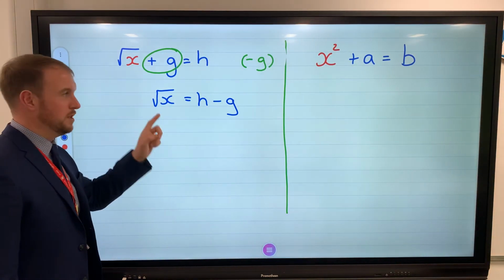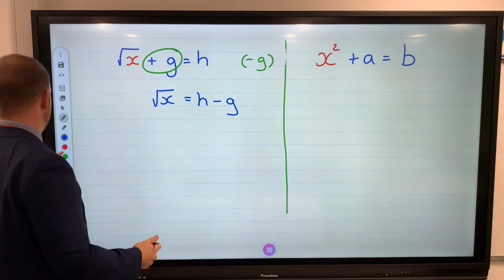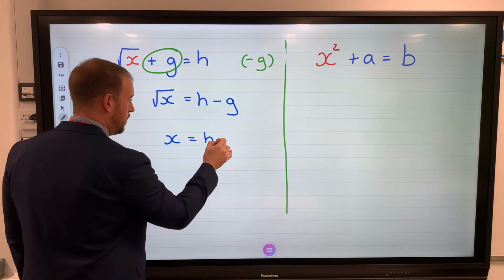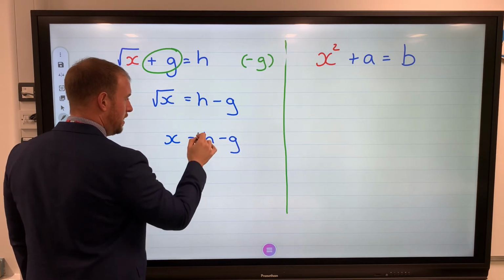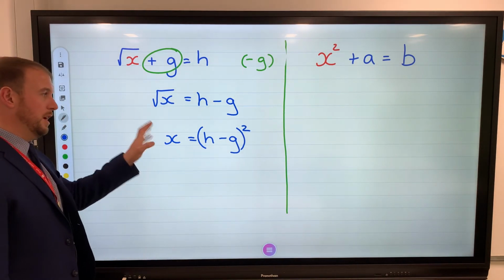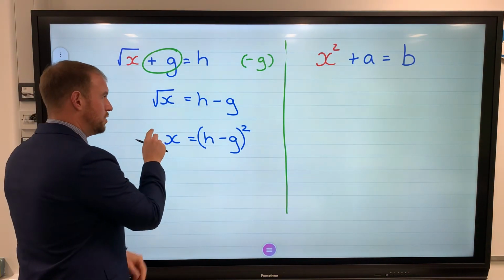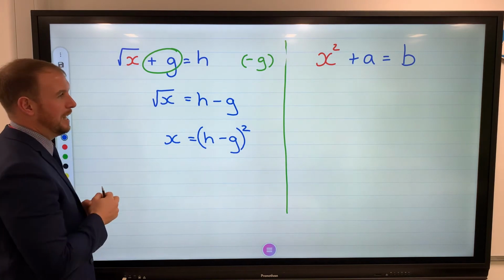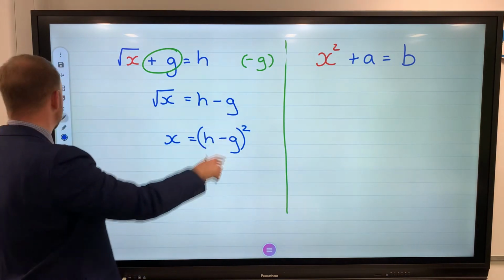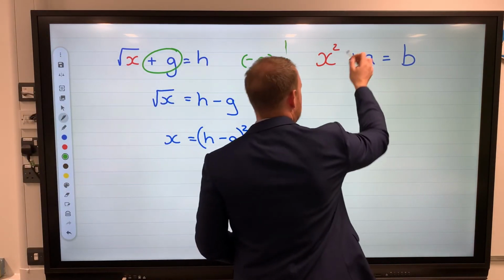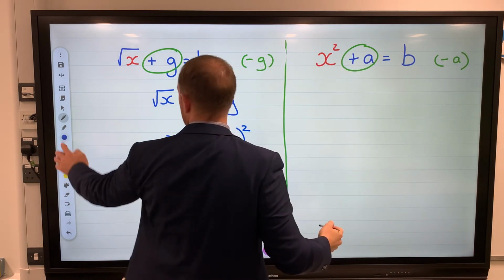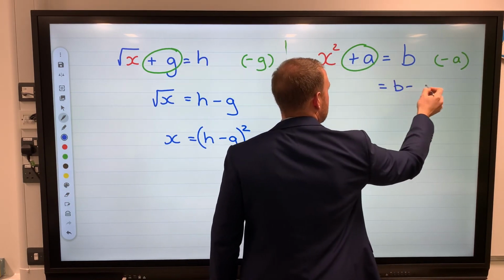Inverse of square root is to square. Therefore, to have x by itself, we need to square all of this. And that's when we use brackets. So this one here, a little bit different. We need to square both the sides to get x as the subject. So if that's square root, you can see here I've got a squared. So to eliminate this positive a, I need to subtract a. So on the right hand side, we have b take away a.